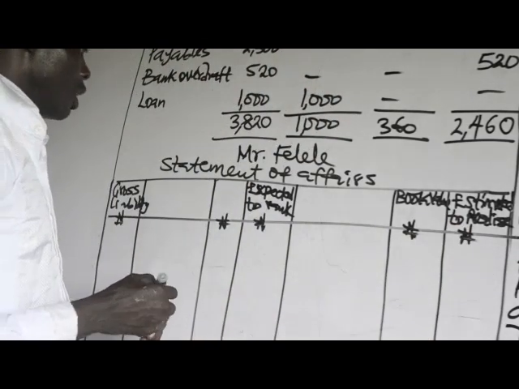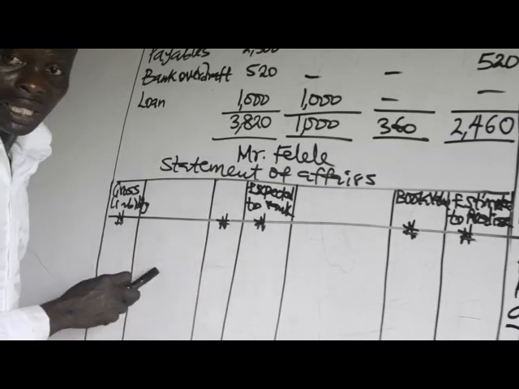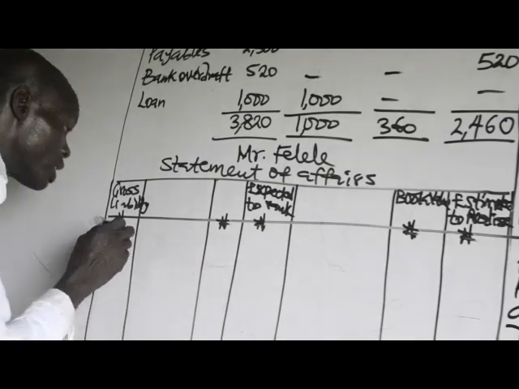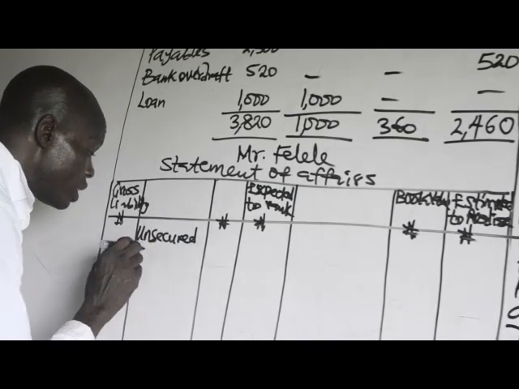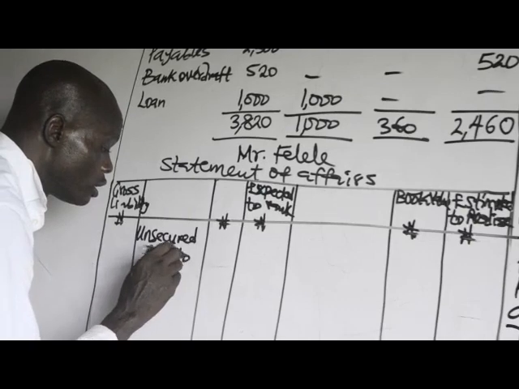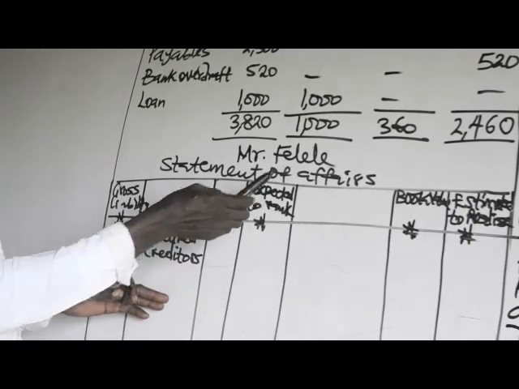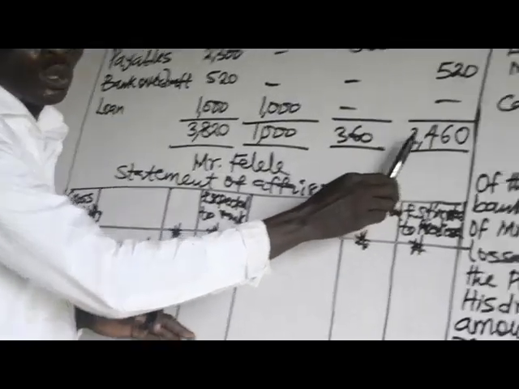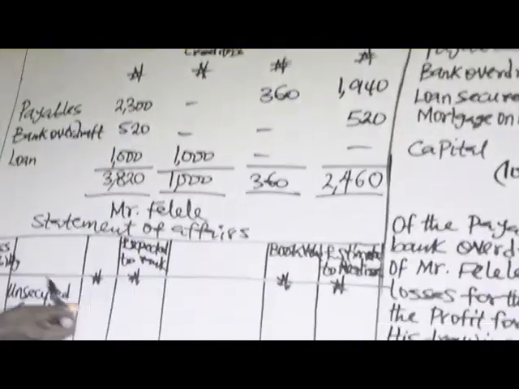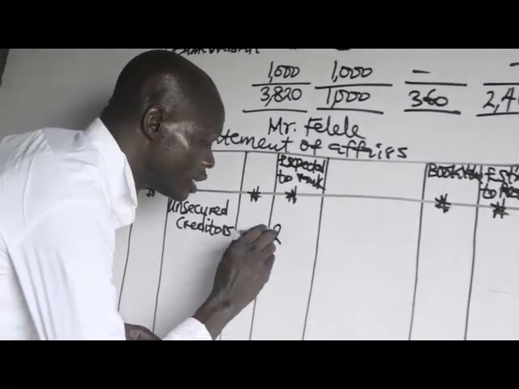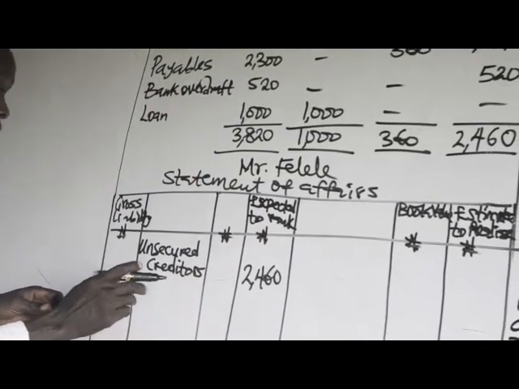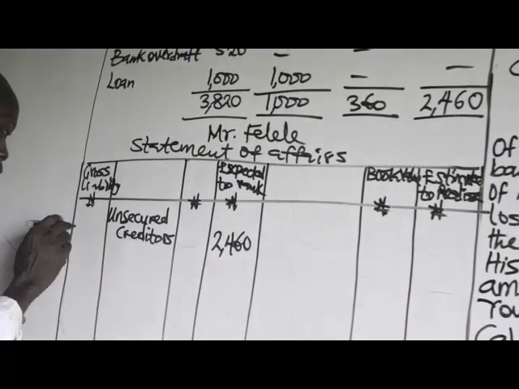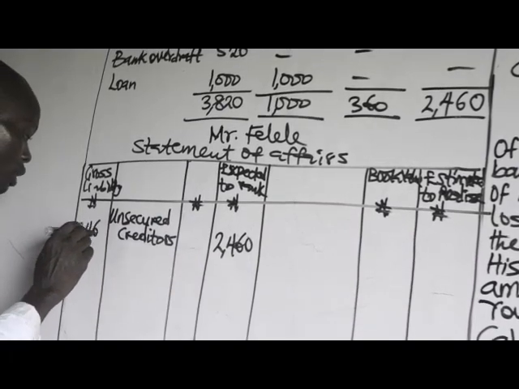Now, I've told you that the first liability you are going to start with is unsecured creditors. From the analysis of creditors, the unsecured creditors are 2,460. You are going to rank it. You put it under expected to rank, 2,460. Then you also put the same amount under gross liability, 2,460.